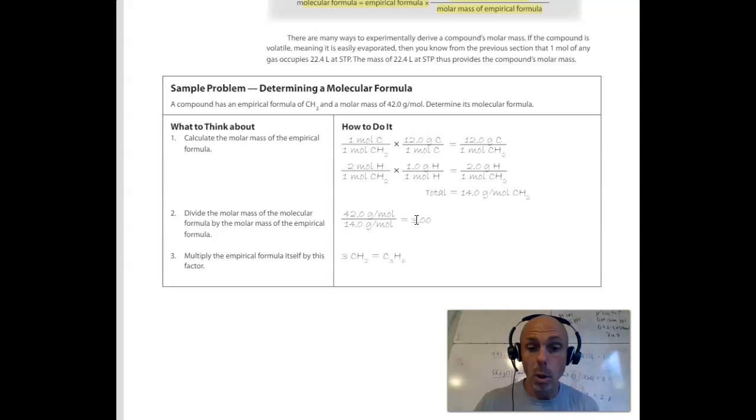So we then multiply the subscripts from the empirical formula by 3, or we distribute 3 into each of the subscripts. So when we do that, 1 carbon and 2 hydrogens becomes 3 carbons and 6 hydrogens. And there is the molecular formula for this compound.